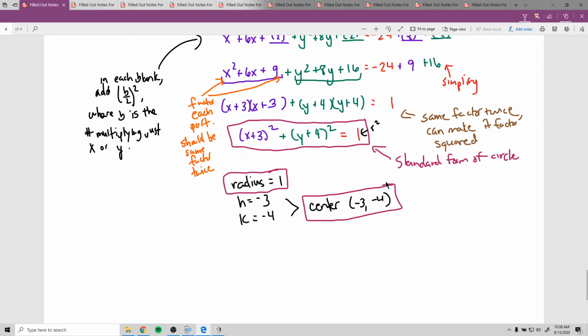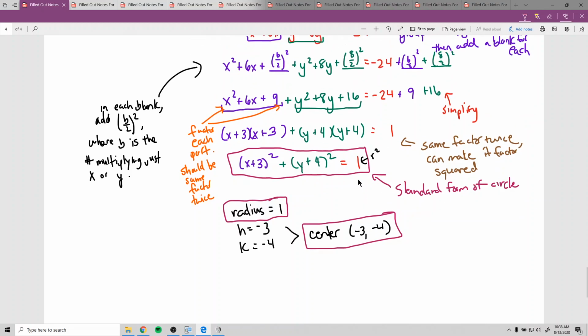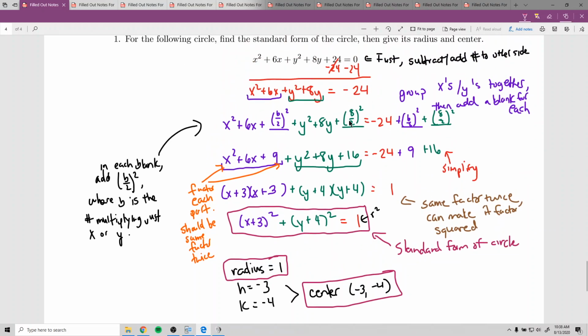You may also have to graph it, you may not, it just depends on the problem, but we know how to graph this. Right. So if you've never completed the square before, it is a lot of little steps. Kind of go through the steps in your head, get the number on one side, add in your blanks, and then in each blank add b over 2 squared, what it's supposed to be. Simplify that number, factor, write the 2 factors repeated as a squared thing, and then you have your standard form. But that's it for circles.